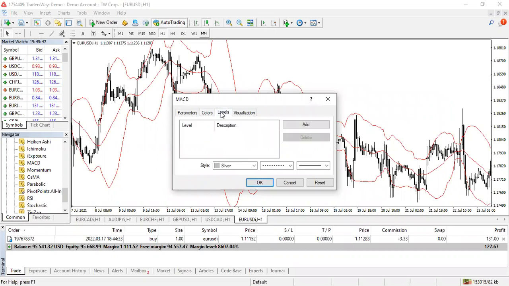So we have levels here. This is the description. I can add levels. I'll show you the levels. Let me add 20. Let me add another level. Let me make this one 80. Then add.